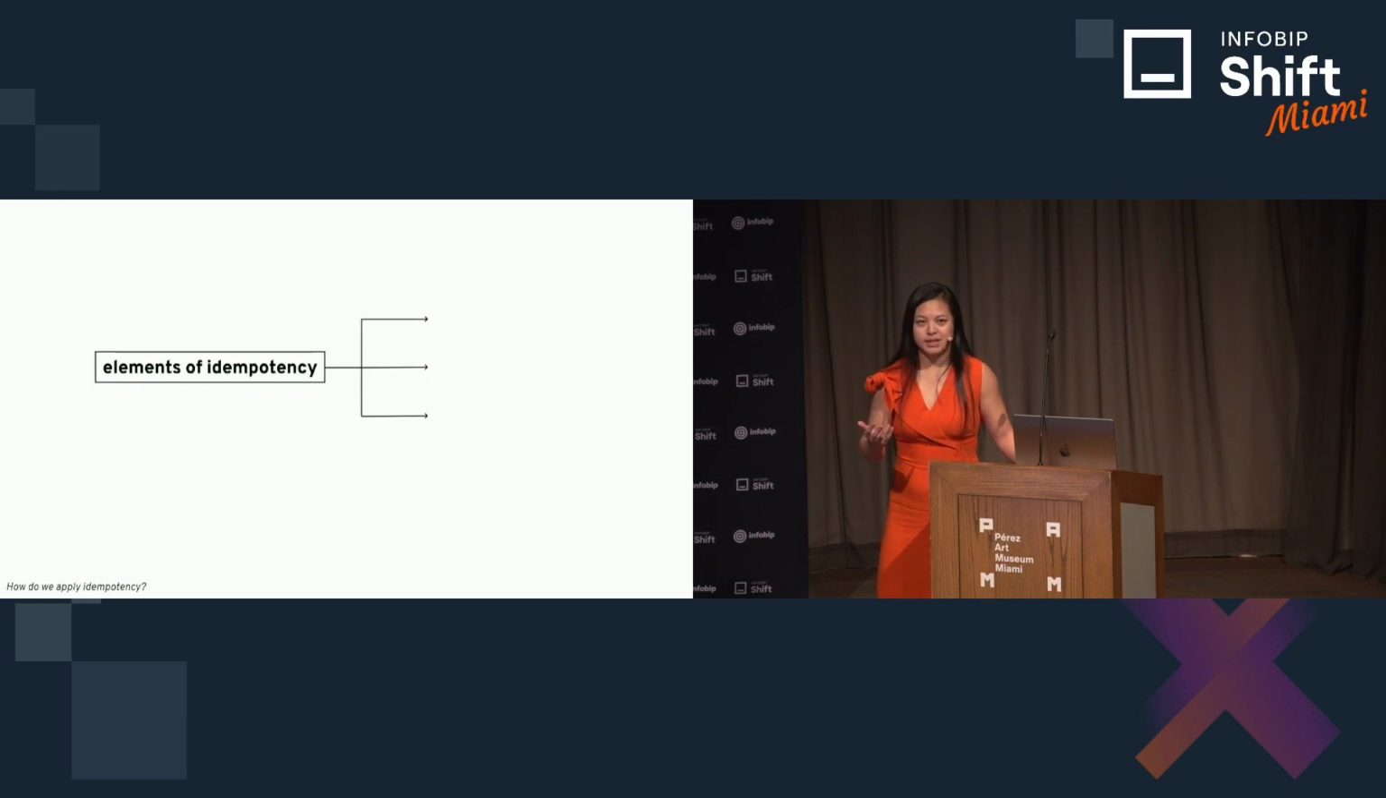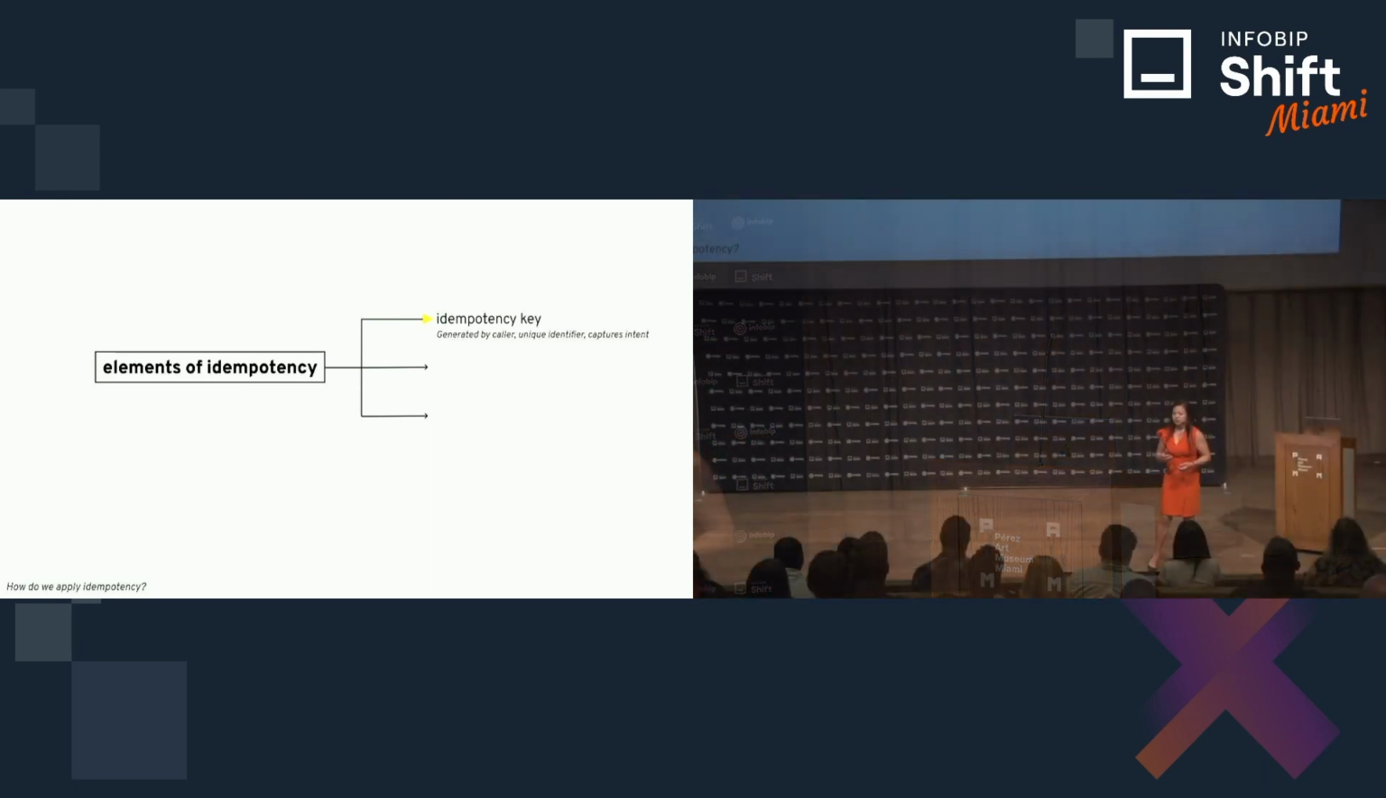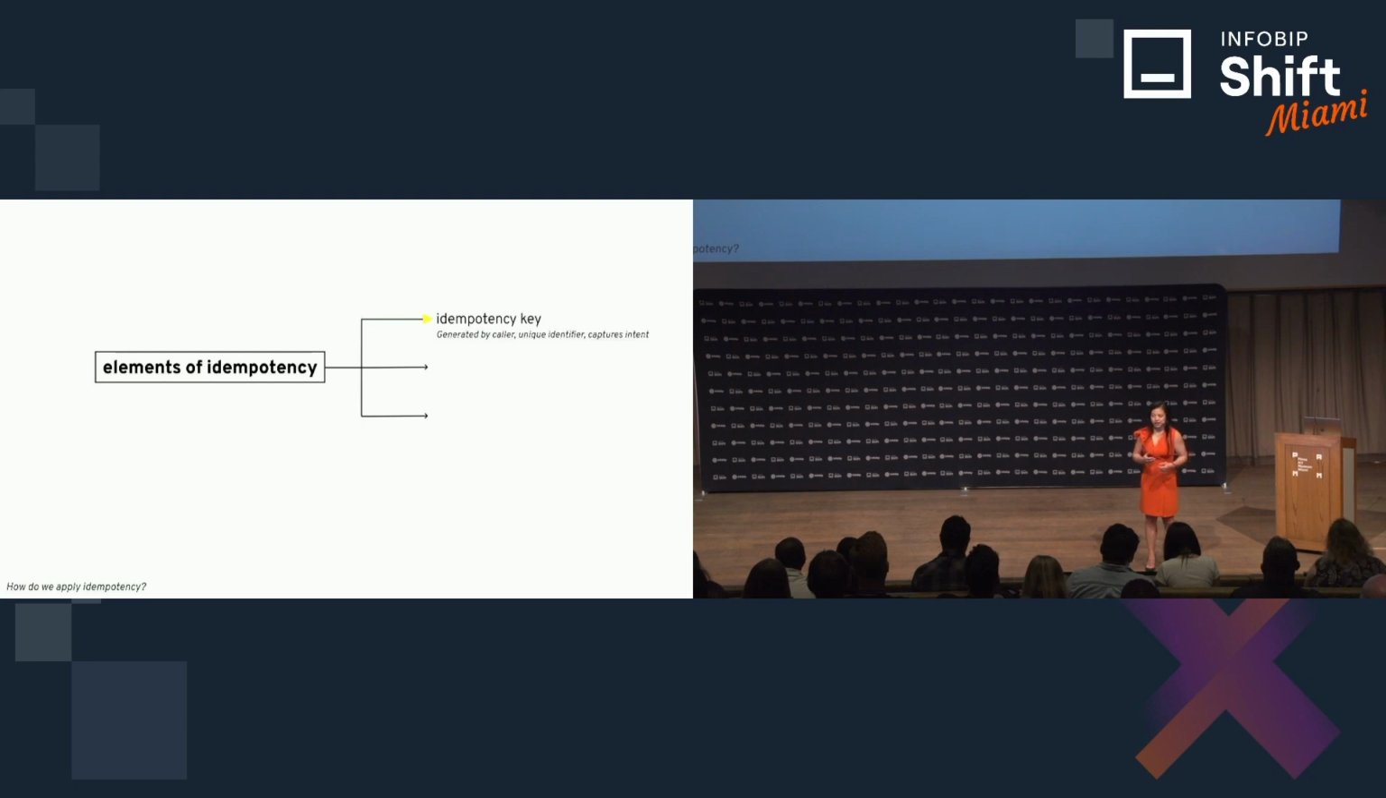Well, there are 3 elements of idempotency that we need to consider in almost any system. The first is an idempotency key. This is usually generated by the client. This is something that needs to uniquely identify every request that we have. So this can be a unique identifier. This can sometimes be generated. This can be a hash of the event or a timestamp. Whatever that is, it needs to be something unique, and it needs to capture the intent of the request. That's what we call the idempotency key.